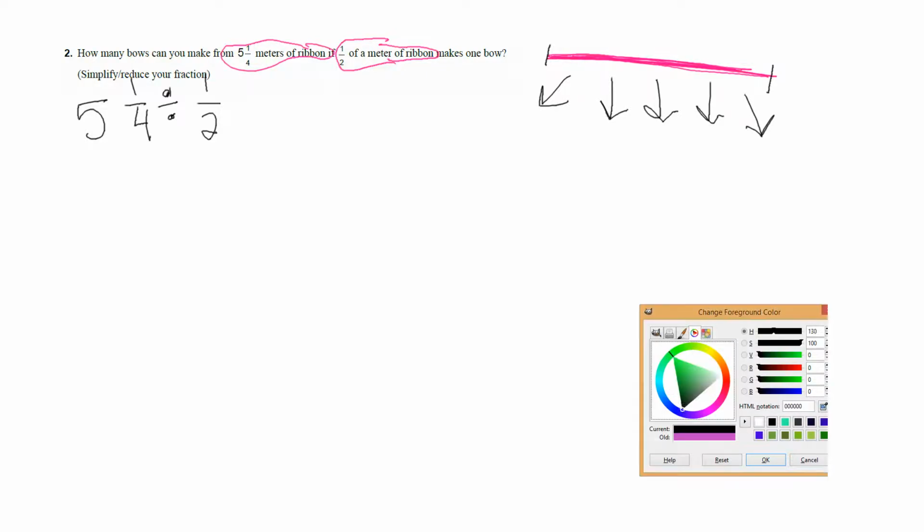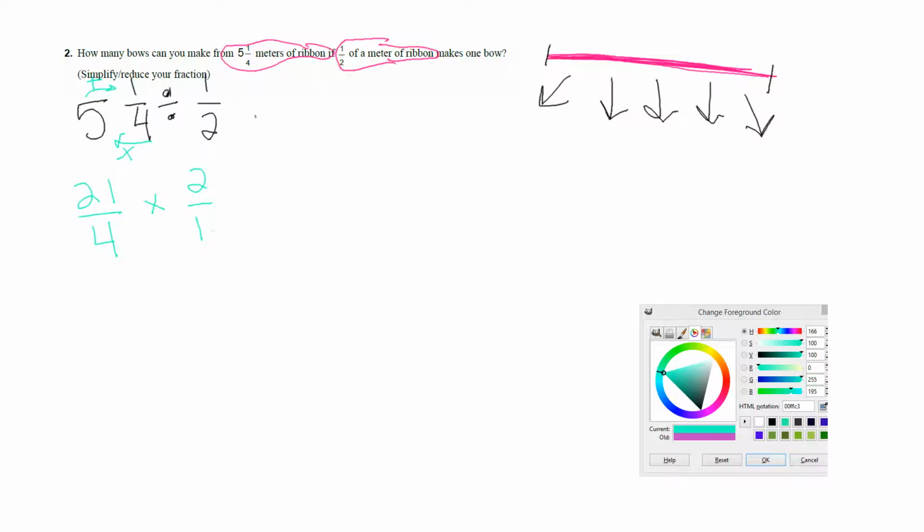And we're going to use keep, change, flip. But first we need to turn this into an improper fraction. 4 times 5 plus 1, 21/4. And I'm just going to keep, change, flip right now. I'm going to change division to multiplication, and I'm going to flip the 1 over 2 to 2 over 1. This is the most common mistake that students make. They forget to flip. 21 times 2 is 42, and 4 times 1 is 4.